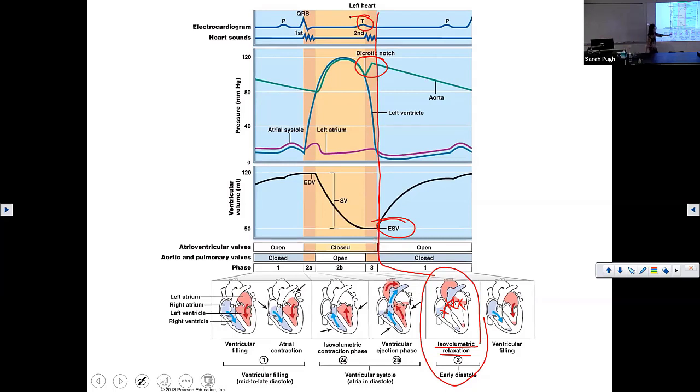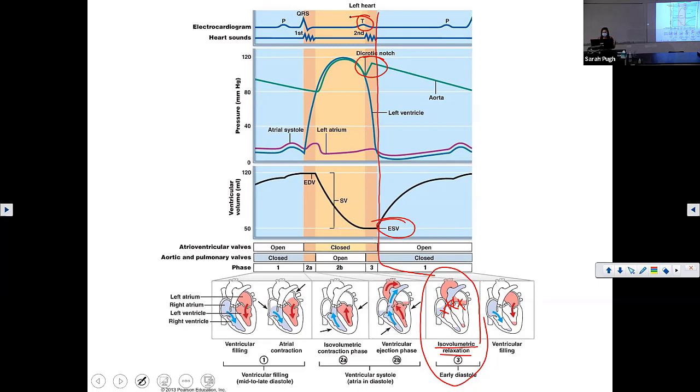Okay, so you can see ventricles are relaxing, all the valves are shut. Because it's a closed chamber, the volume is still empty. Okay, pressure in the ventricle is dropping, and you can see that T wave represents the ventricles relaxing back out.